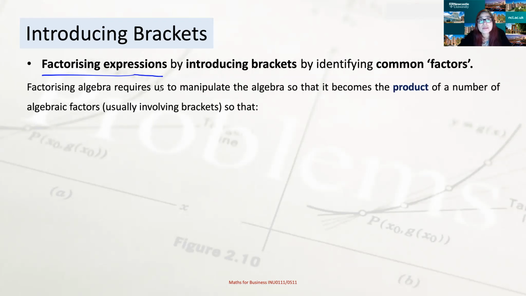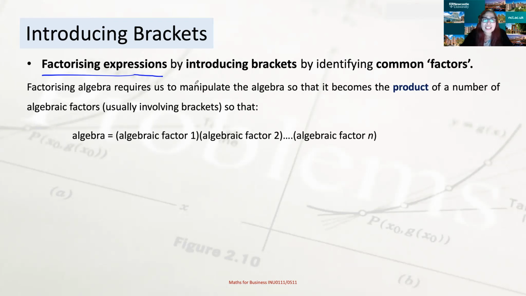Factorizing algebra requires us to manipulate the algebra so that it becomes the product of a number of algebraic factors, usually involving brackets. I'm just trying to say that in a sentence. Algebra is nothing but factor 1, factor 2, factor 3, and so on, as many factors as you have. For example, look at this.